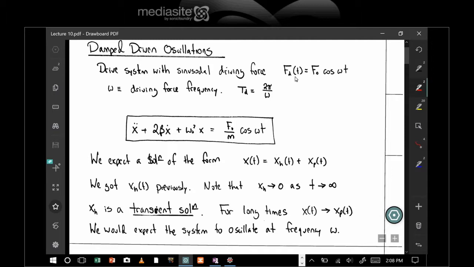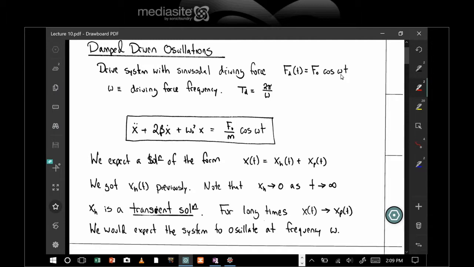That force could be any arbitrary function. It could be a constant. It could be a linear function. But for now, I'm going to introduce a sinusoidal driving force, where F naught is the magnitude of the force in newtons, and omega is the drive frequency.